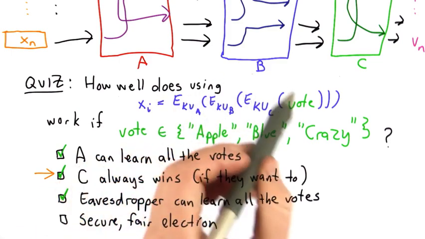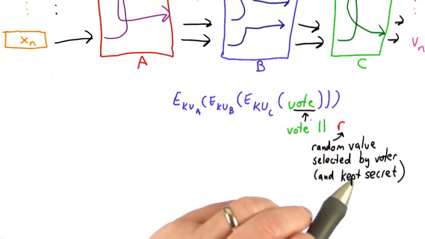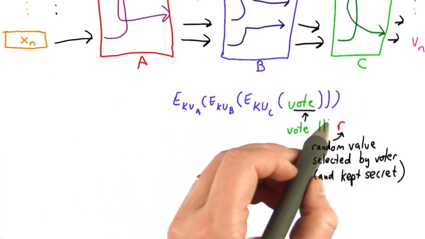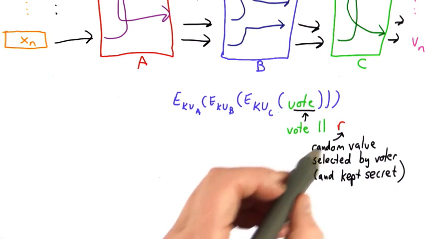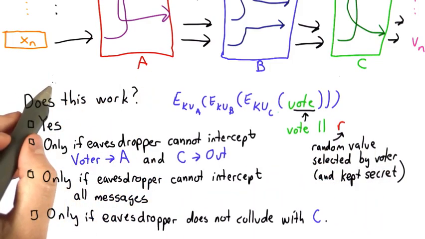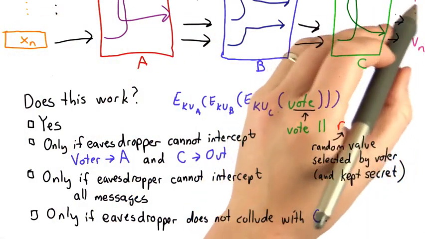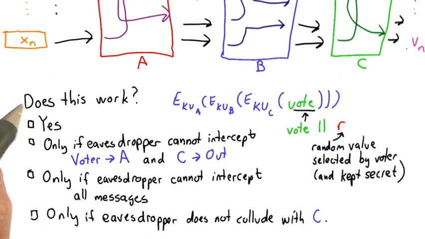What we need to do is add some randomization to our encryption. So the first idea to solve this is just to replace the vote with a vote concatenated with some random value selected by the voter and kept secret. So the question is, does this work? And we're only worried about protecting the voter's identity here. We're not yet considering the problem of can C fabricate votes at the end.